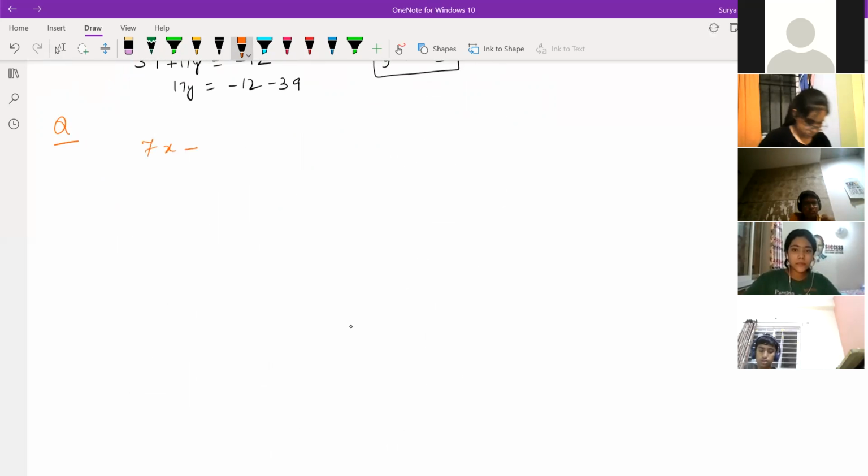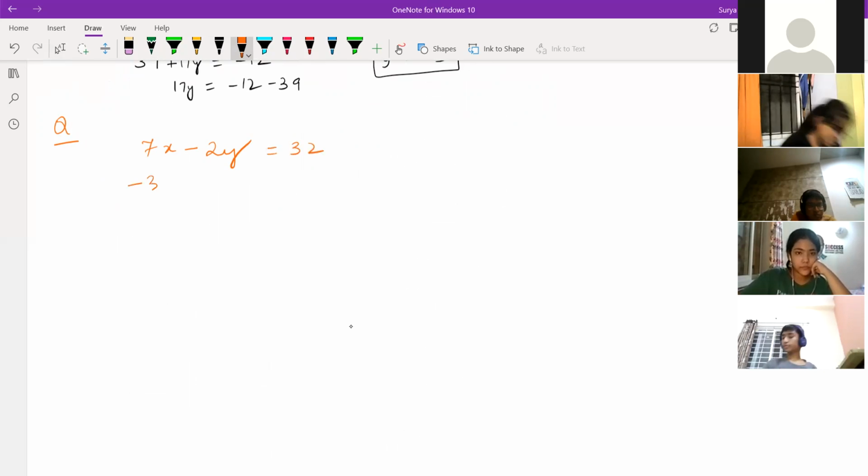7x minus 2y equals 32, and minus 3x plus 5y is equal to minus 22. This is the first and second equation. Solve fast, all of you children.